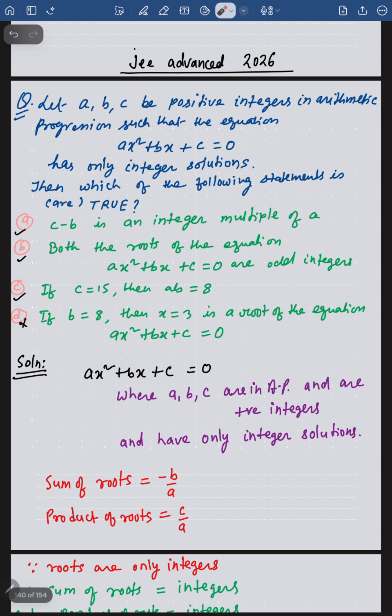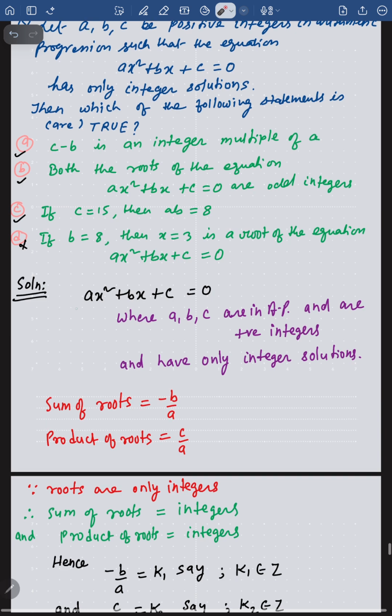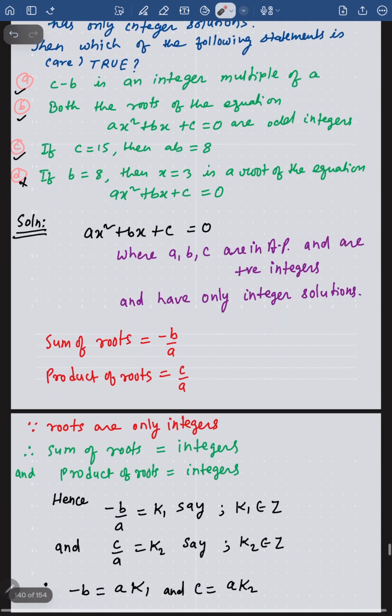Now this question is very easy if you know the concept of arithmetic progression as well as quadratic equation. Let us see. We have the quadratic equation ax square plus bx plus c equal to 0, in which a, b, c are in AP and are positive integers, and it has only integer solutions. This is also one point to be noted.